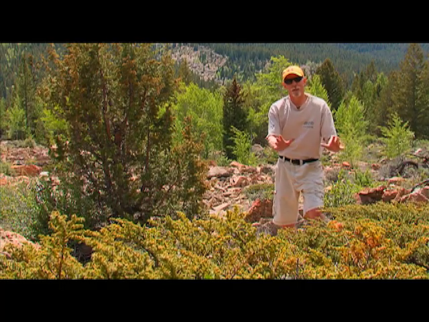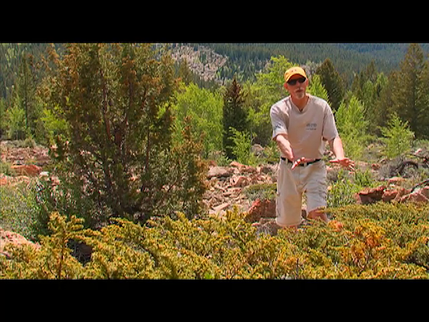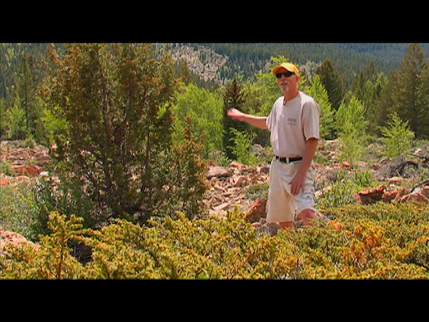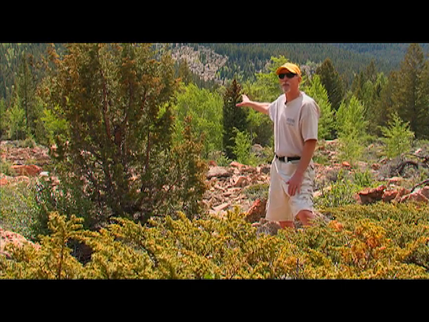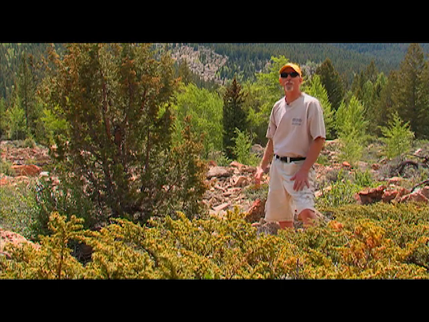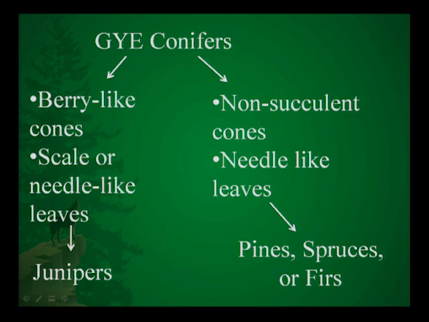So, mountain juniper, short name, short plant. Long name, Rocky Mountain juniper, tall plant. That's one of the ways to keep them straight. Okay, so again, just summarizing what you saw, as we look at the conifers, we can have the berry-like cones with scales or needle-like leaves, which would be our junipers, and we learned about a couple of those. And then also non-succulent cones or needle-like leaves will be pines, spruces, or firs.